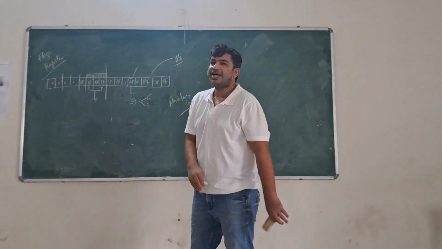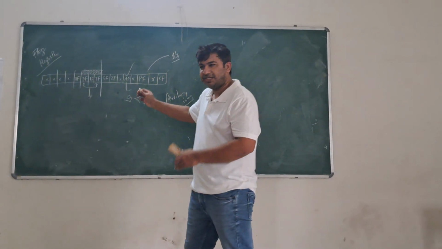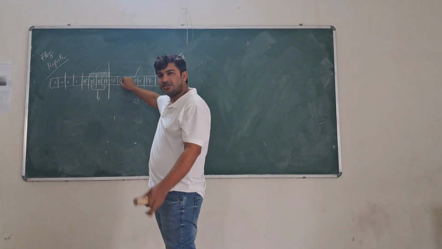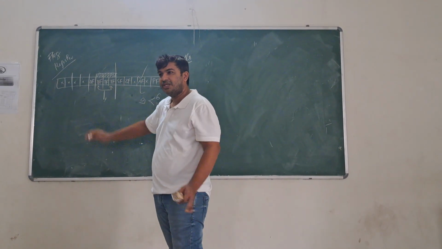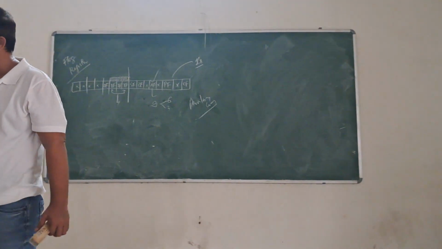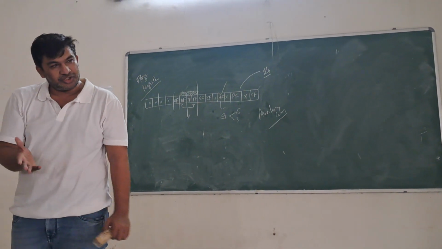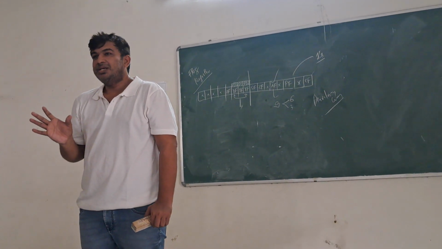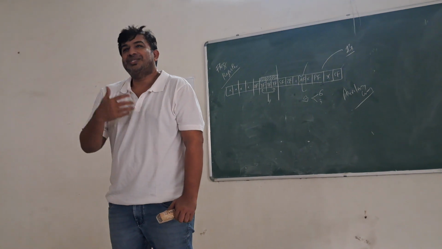Let's finish it. Now the zero flag, it is the simplest flag. If your answer is 0, this is 1. If your answer is not 0, this is 0. The zero flag gets set when your answer is 0. If your answer is not 0, the zero flag will remain 0. Understand? What is the application?